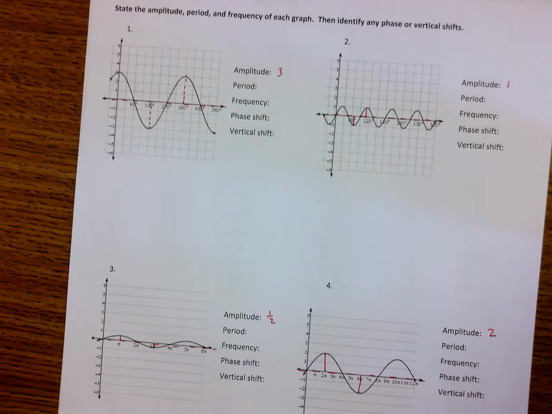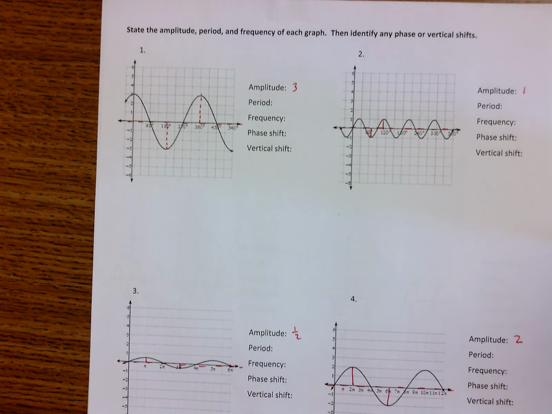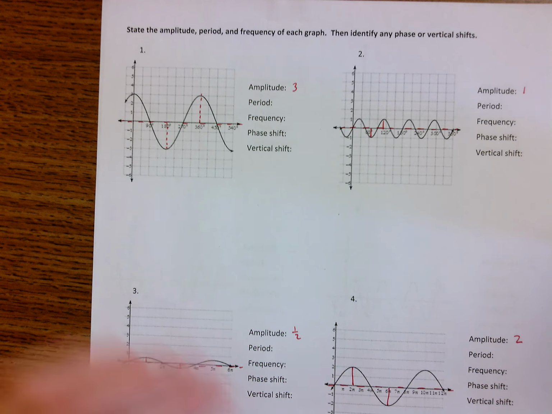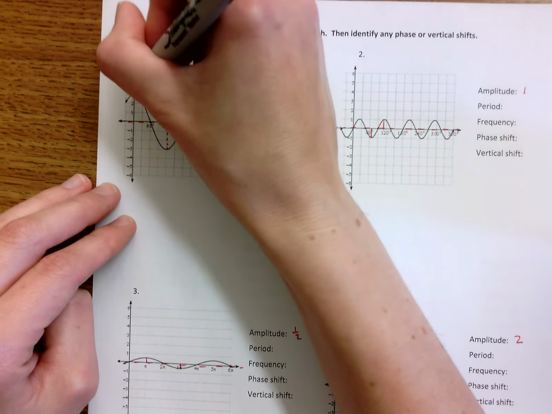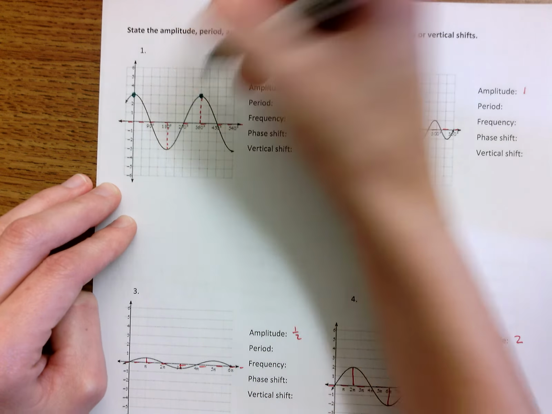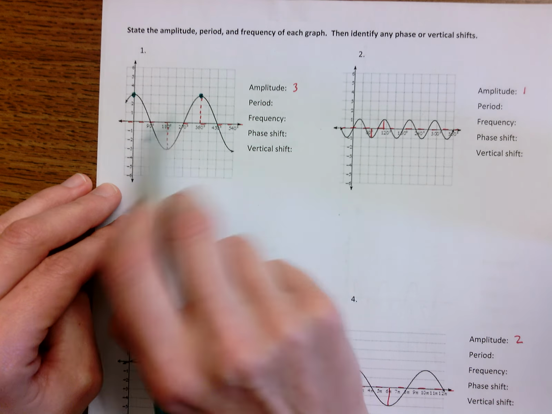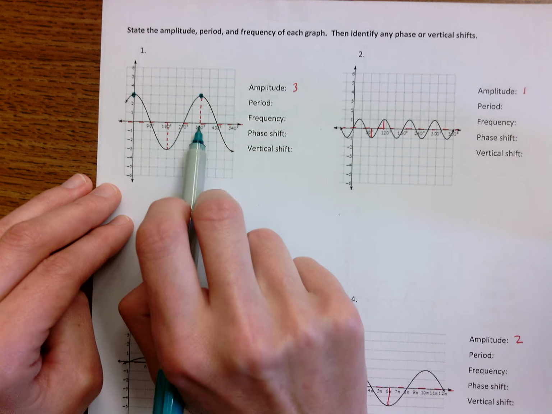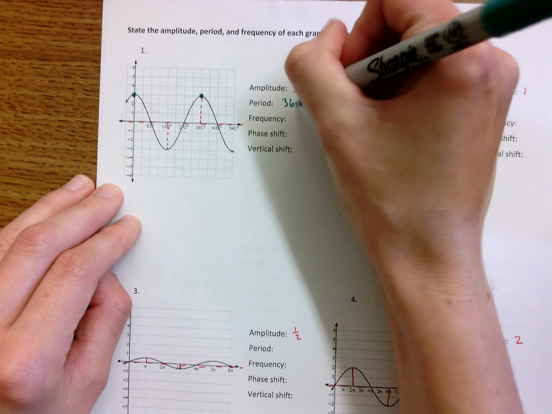Here we go. Okay, so we are now going to look at the period of each of these graphs. Looking at this first one, when I want my period, I'm going to try to find the easiest way that I can measure how long this is. I'm going from here to here, the peak of one to the peak of the next. I'm starting at 0 and ending at 360, so the period for this function is 360 degrees.